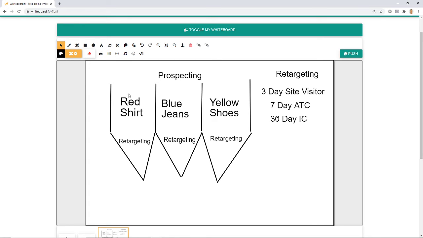So now if I come into a red shirt prospecting campaign and you have 3 to 5 ads in there speaking about red shirts, what's likely going to happen to me is I'm going to see one of these ads, click, go to your website, but that doesn't exclude me now from your red shirt campaign. So if I click and I don't add to cart, I bounce back to Facebook and I'm browsing around, I'll get hit with another red shirt ad. It's going to keep me in this vertical because I have zero interest in blue jeans or yellow shoes. I don't want to be seeing ads about that. I want to be seeing red shirt ads.